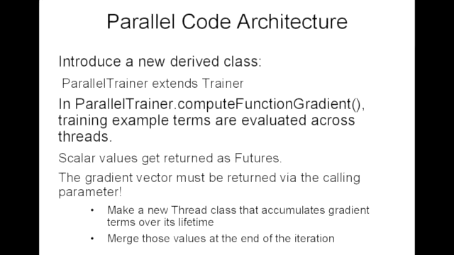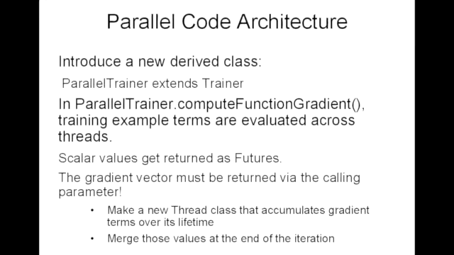But LBFGS requires not just the new value of the optimization variable, it also has to get back the gradient direction. And that's not as easy. The promise, or the future, is a very elegant way of getting back the value of the scalar, but there are maybe 50,000 terms in the gradient direction, and we don't want to have a promise hanging out there with 50,000 terms in it for each term.